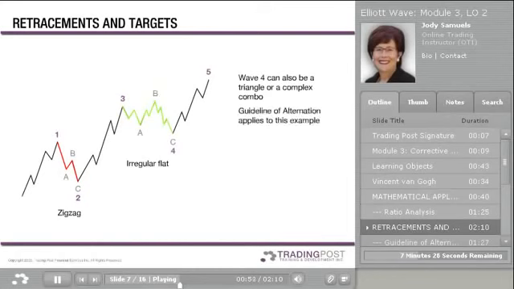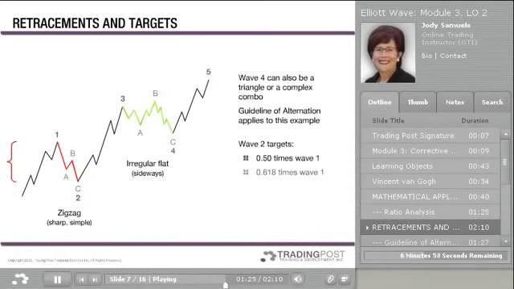The guideline of alternation also applies, since wave 2 is a sharp, simple, zigzag correction, and wave 4 is a sideways, irregular, flat correction. Let's review the personality of wave 2. Wave 2 moves are usually sharp, correcting most of wave 1. Traders still think the wave 1 is a correction in a downtrend, so traders haven't caught on to the possibility that the trend has changed. Therefore, wave 2 usually retraces between 50 and 61.8% of wave 1, not to exceed 100% of wave 1.